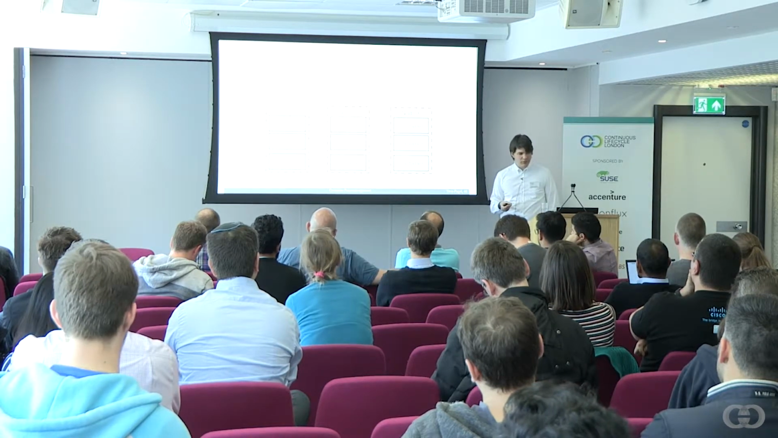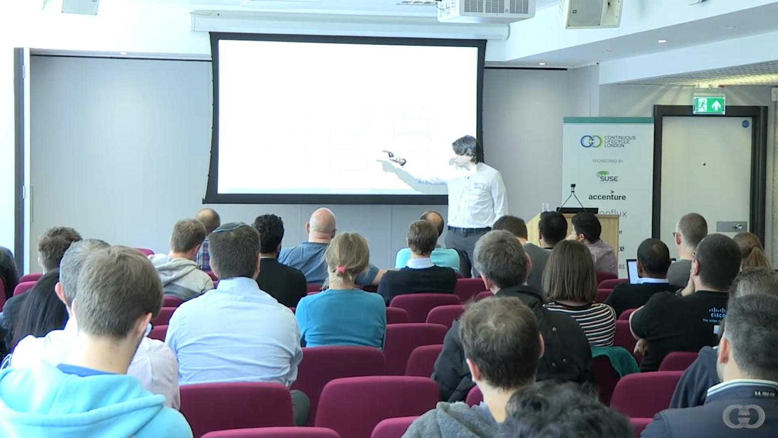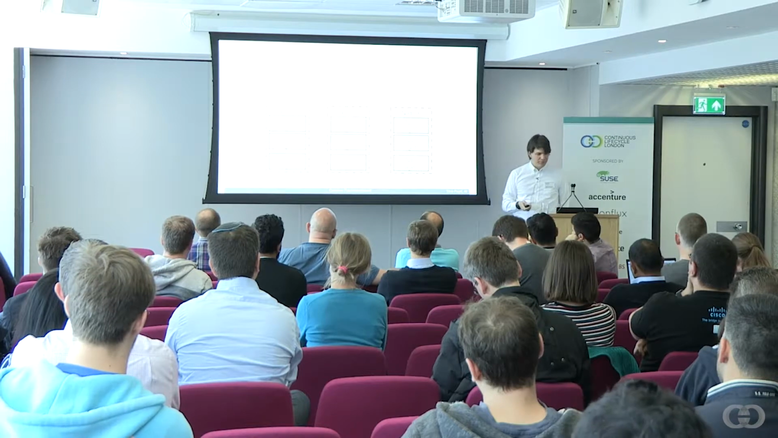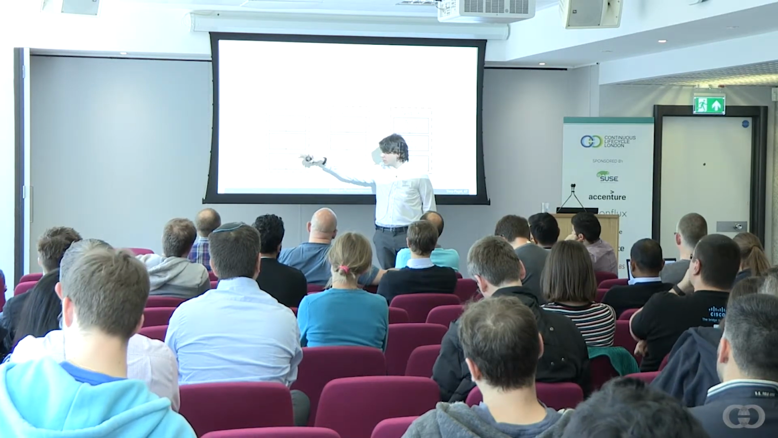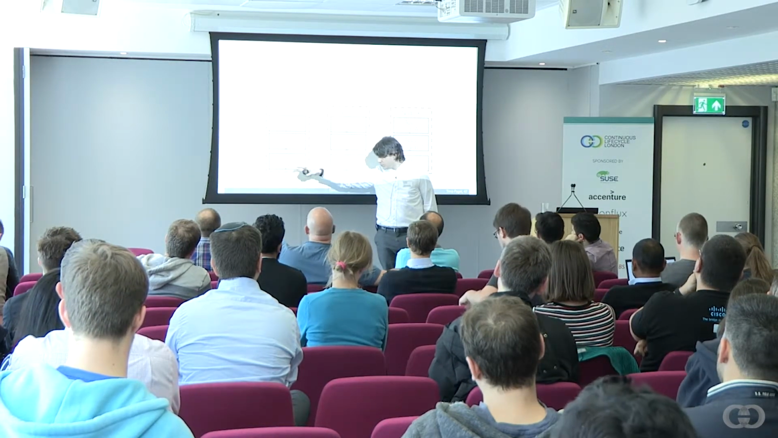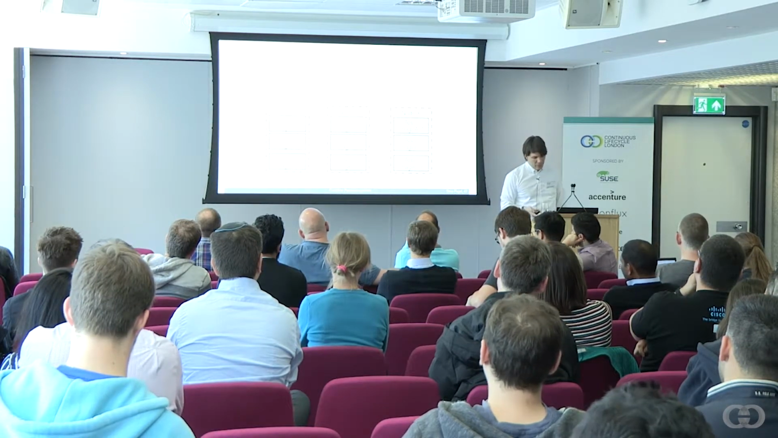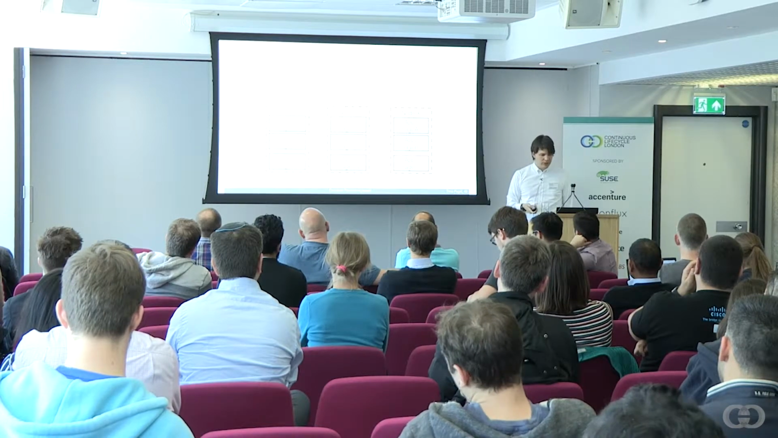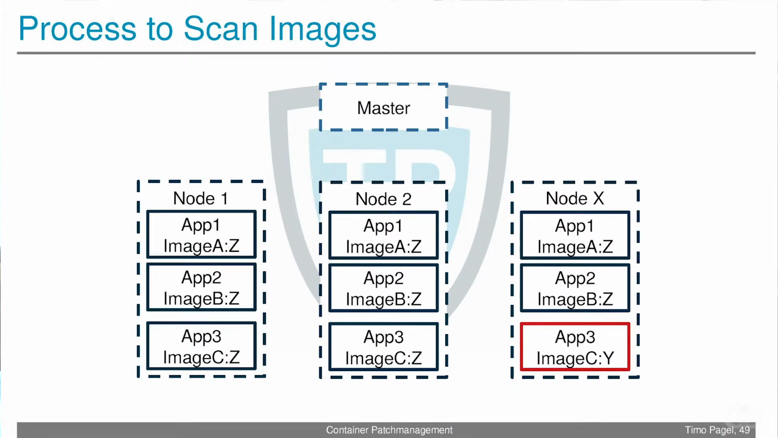So let's come to the process to scan images. I guess most of you will have a cluster with multiple nodes and different containers on it. So for example, you have app 1 with image A and tag Z, app 2 with image B and tag Z, and image C with tag Z. And then you might have A/B deployments or other things where you have one image which is not like the others, or due to a failure, there is an image running which shouldn't run.